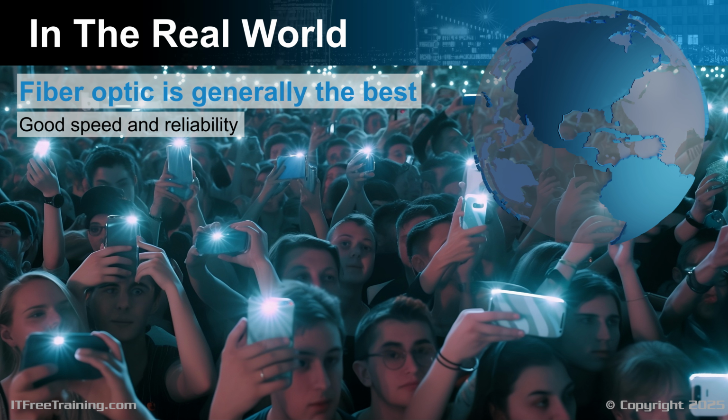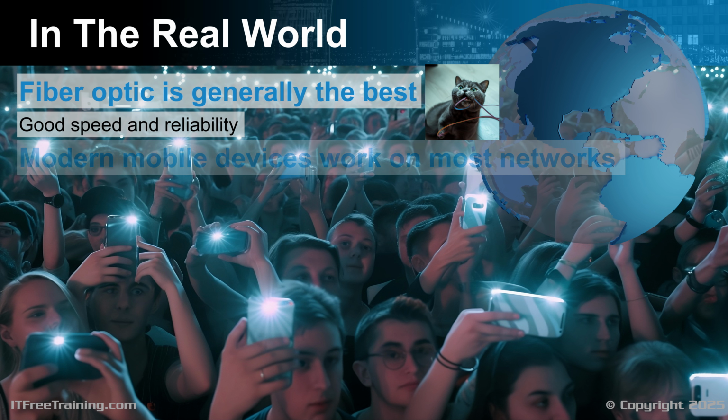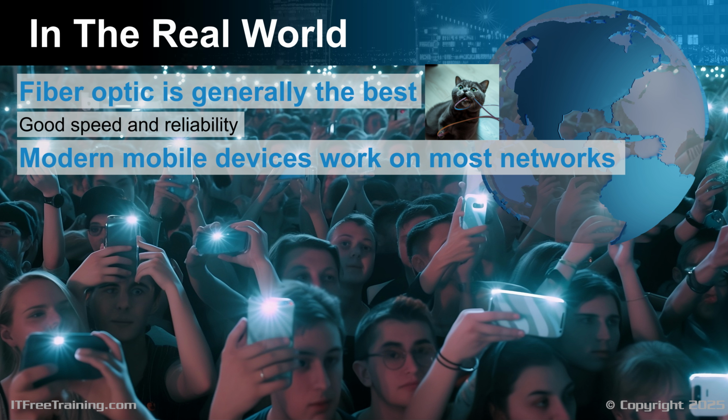Being made of glass means it does not suffer from electromagnetic interference or other environmental problems like weather or water getting into the cabling. Due to it being made of materials such as glass, it is difficult to install and easy to damage. Modern mobile devices work on most networks.